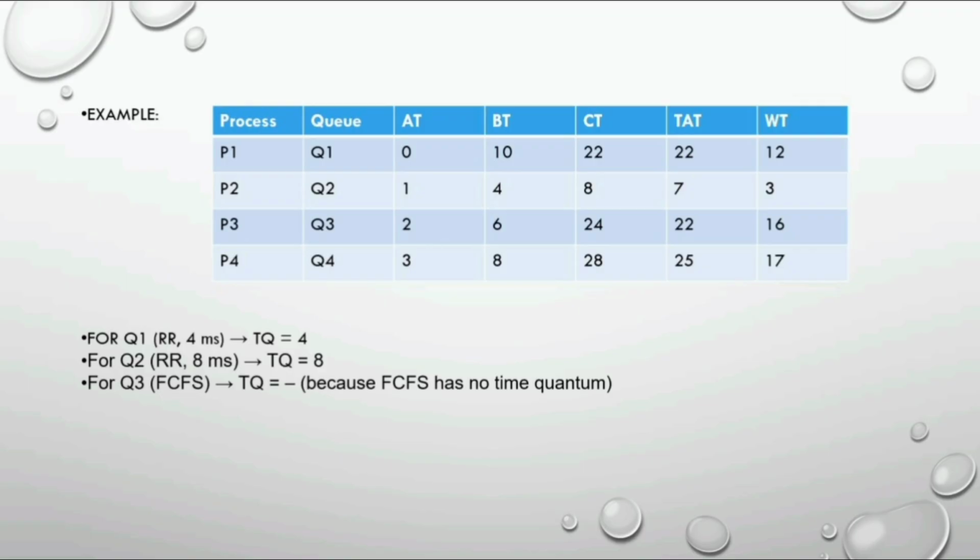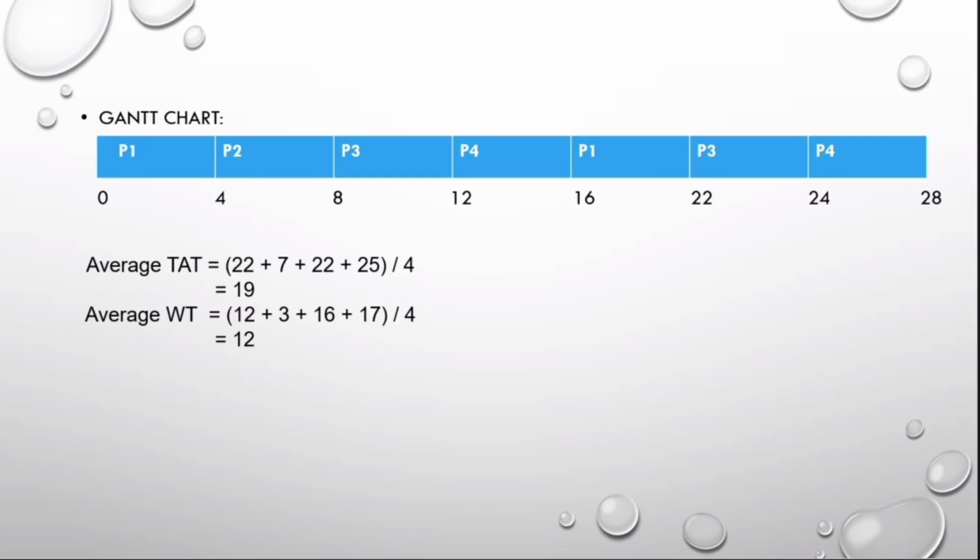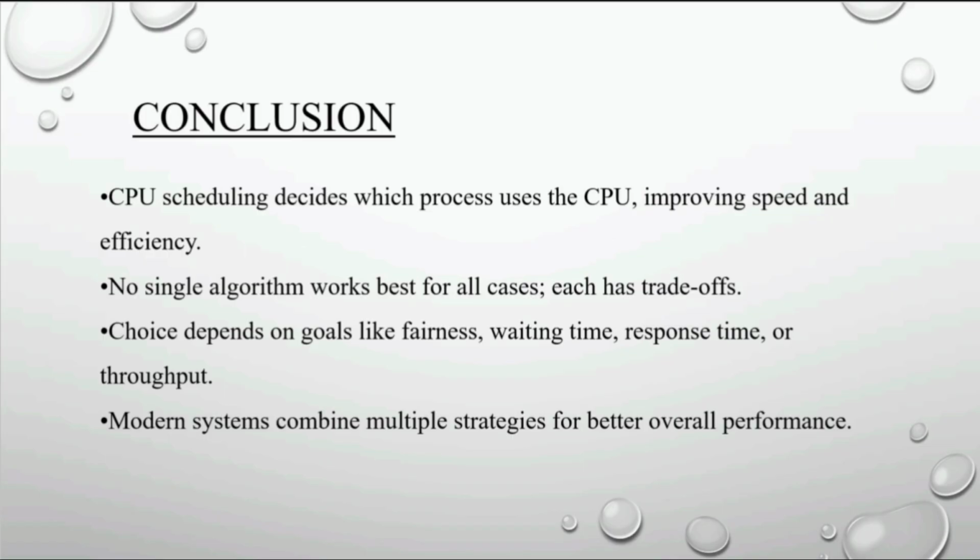In this example, the process starts in the top queue and moves down based on CPU usage. The CPU always selects from the highest non-empty queue. The process execution is in this order: P1, P2, P3, P4, P1, P3 and P4.